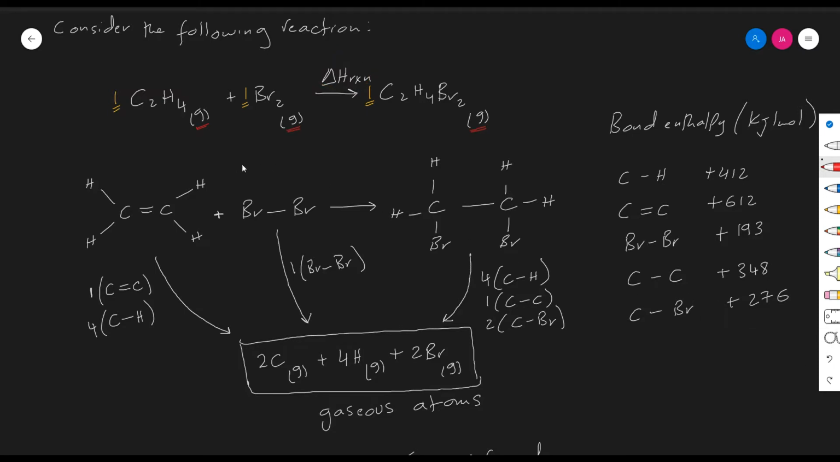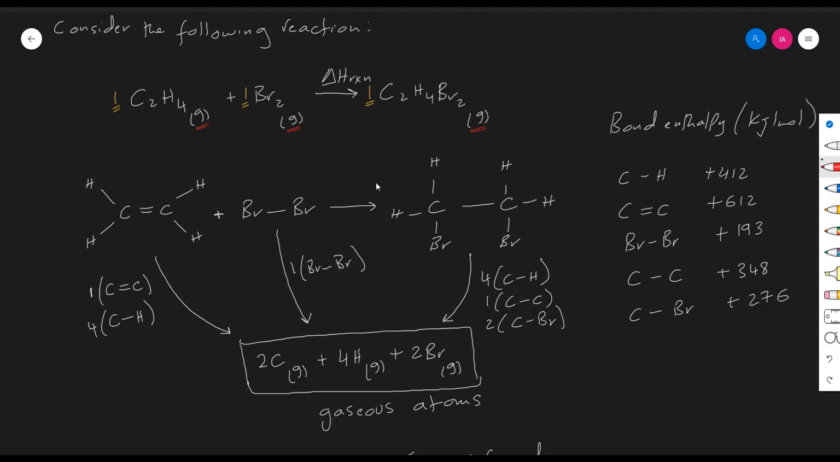To determine the enthalpy change of this reaction using bond enthalpies, you should be able to draw these molecules. Thus, this is what I did here. I drew ethene, C2H4, over here. I drew 1 molecule of Br2, and I drew the resulting product over here, C2H4Br2.